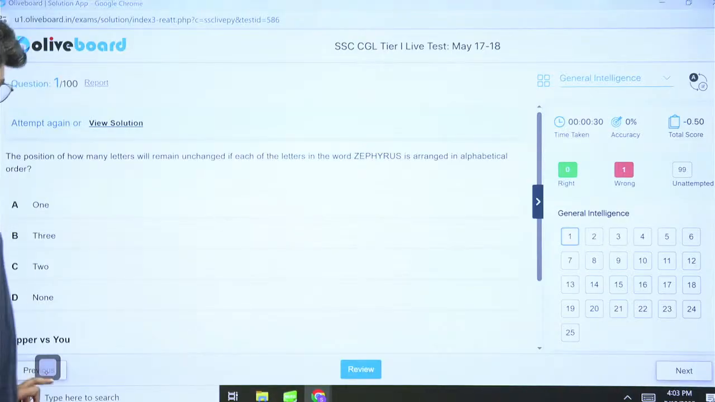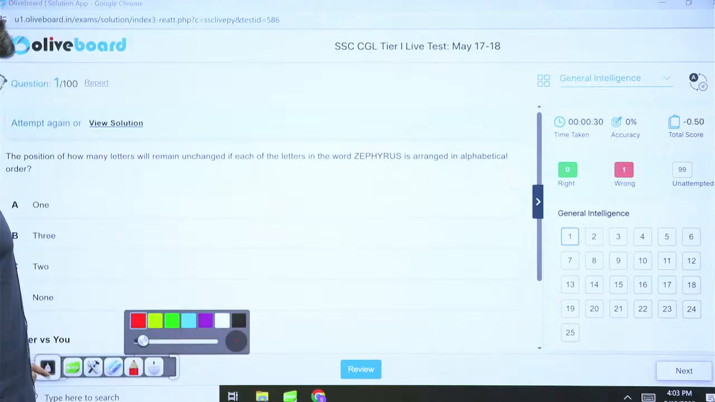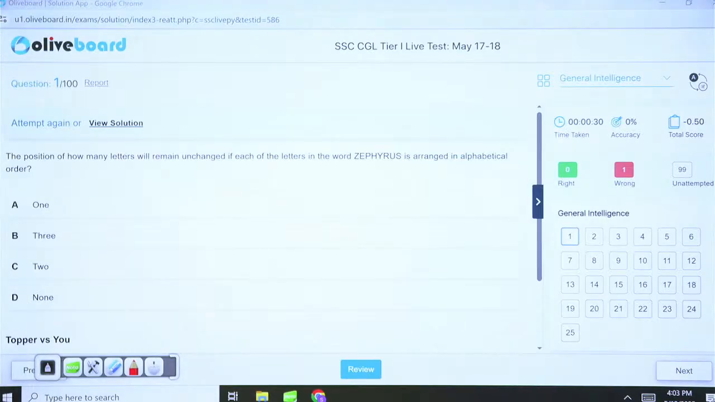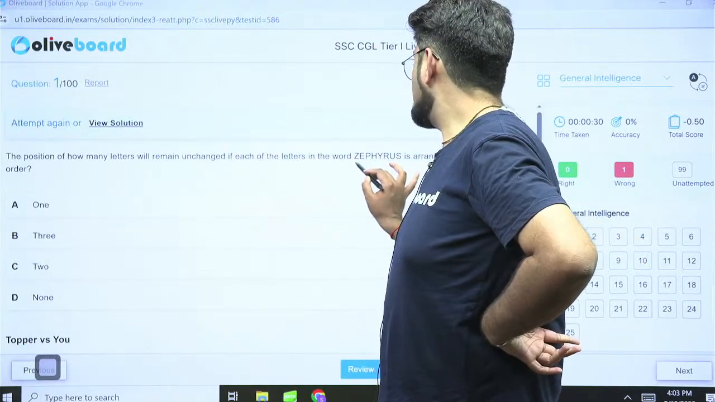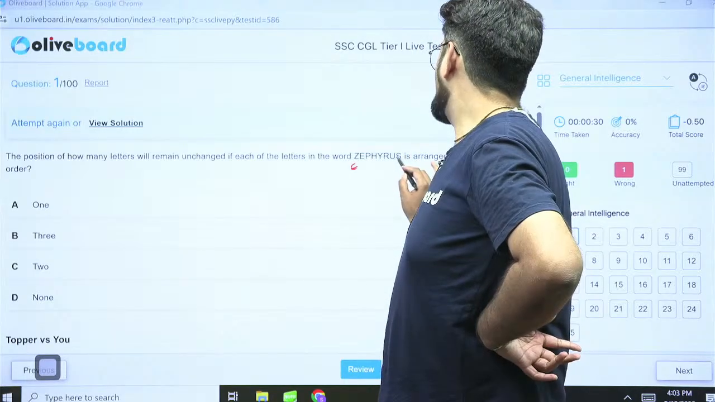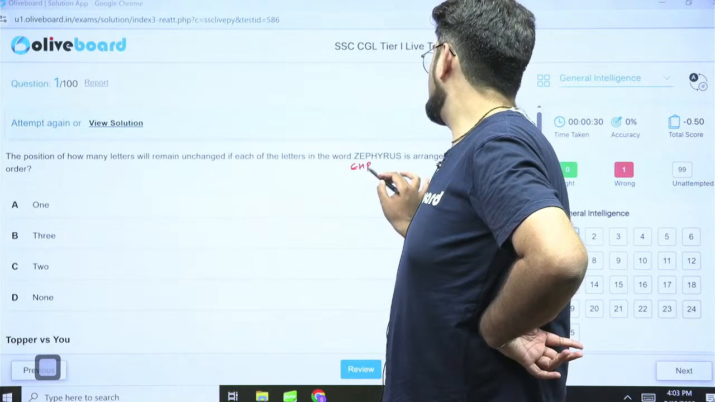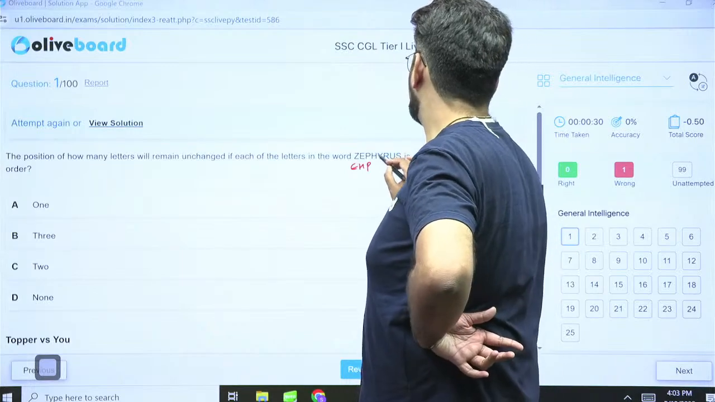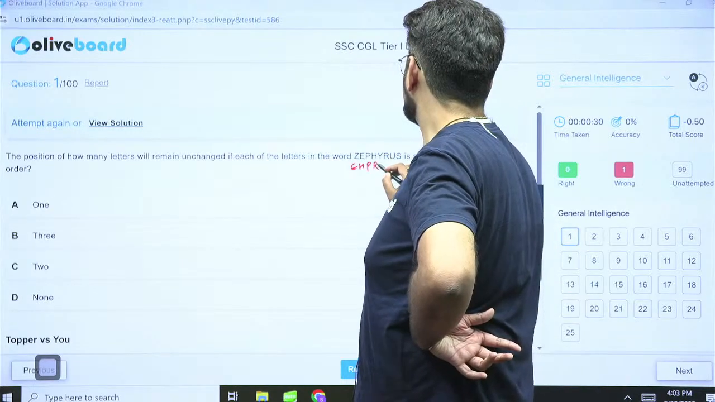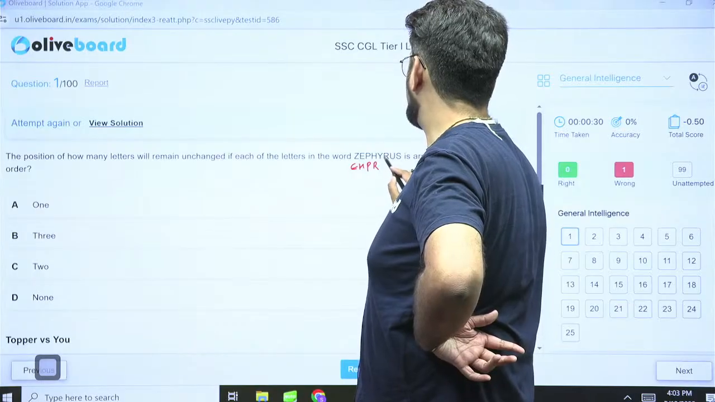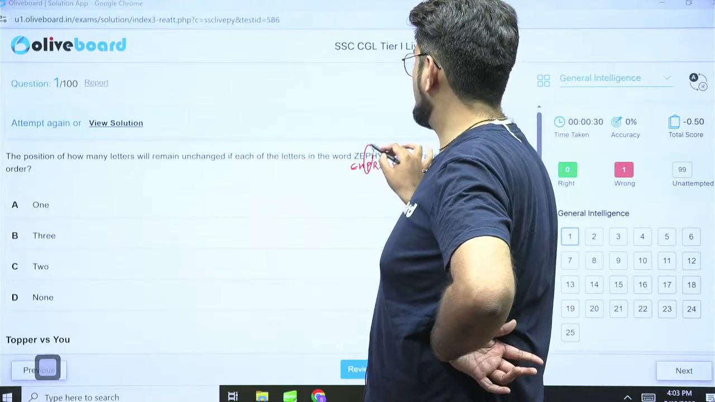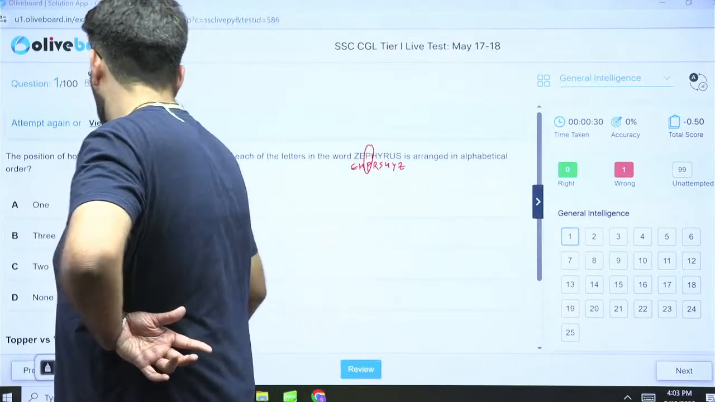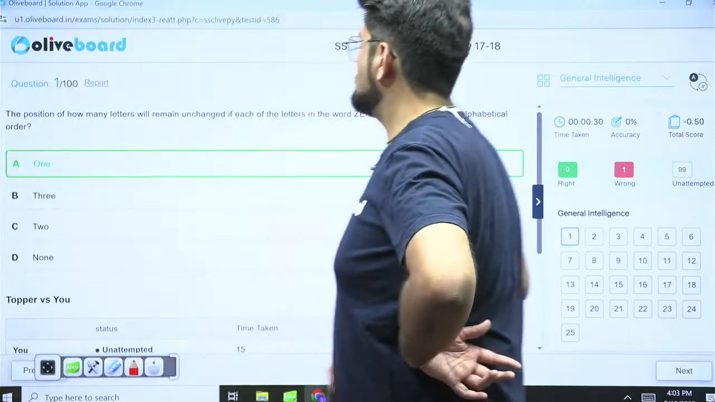The first question right in front of you. The position of how many letters will remain unchanged as each of the letters in the word Zephyrus is arranged in alphabetical order. If you arrange them in alphabetical order, E will come first. So then we have 8, then we have 16, 5, 8, 16, then next is 18. And if you observe from here, 18, 19, 21, 25, 26. From here only you will realize that only one letter is not changing its place, that is P. Everybody else is changing. Next, question 2.